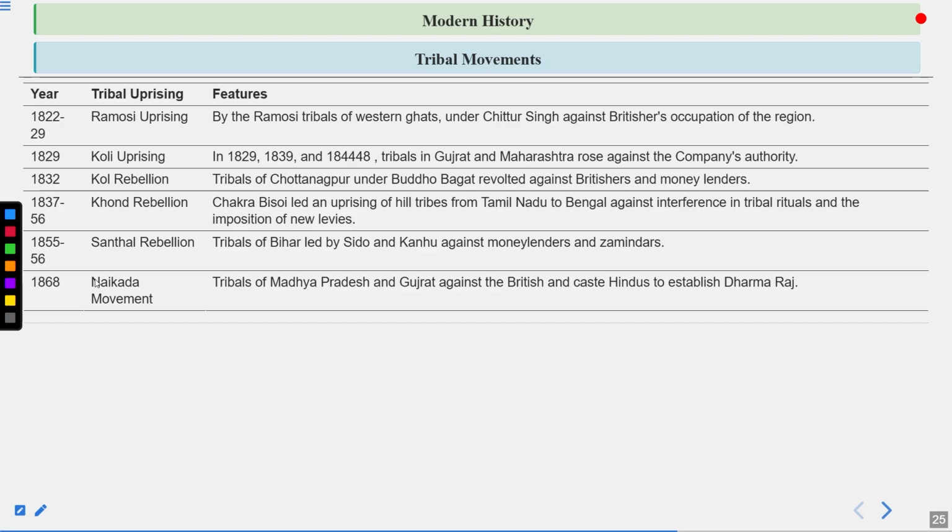1855 to 1856, Santhal rebellion. Very important, guys. Do remember this one. Tribals of Bihar led by Sido and Kanu against moneylenders and zamindars. This has been asked so many times. So this was the time of 1855 to 1856. Then 1868, Naikda movement. The tribals of Madhya Pradesh and Gujarat against the British and caste Hindus to establish Dharam Raj.